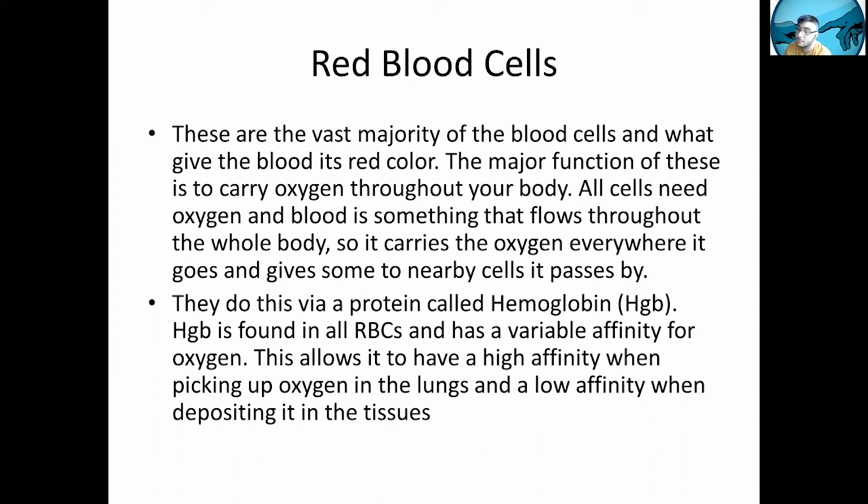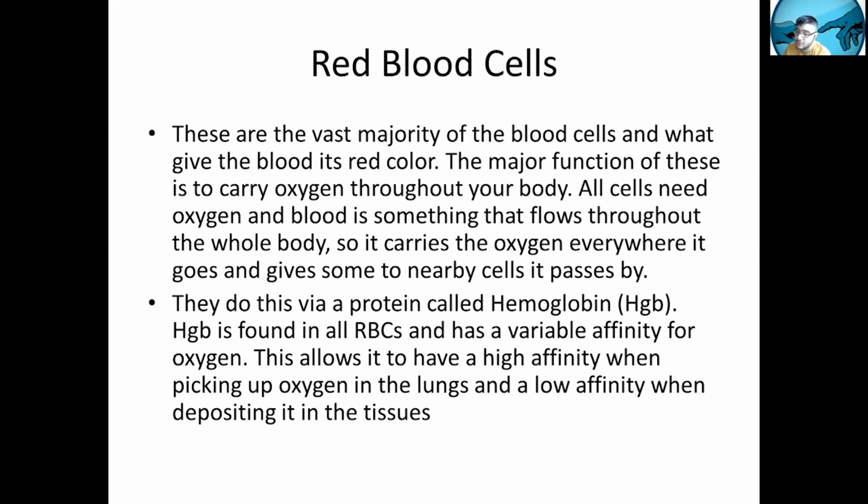Okay. The major function of these red blood cells, and why we have so many, is that they carry oxygen throughout your body. Oxygen is very important, and all cells need it. Most cells can't make energy without oxygen. You need it for ATP synthesis. And blood flows throughout the whole body, so the blood carries the oxygen everywhere it goes, and as it passes by a certain tissue, some of the oxygen from the blood will go into nearby cells and give them the oxygen so they can make their own energy.